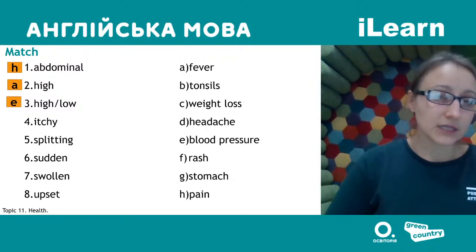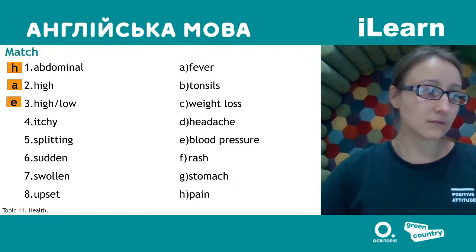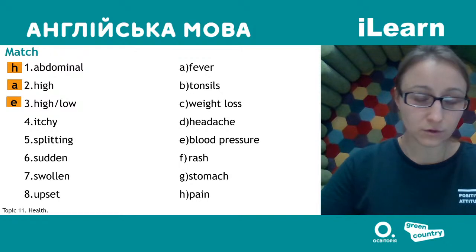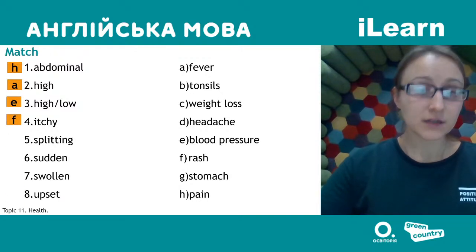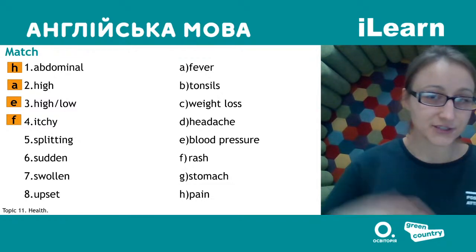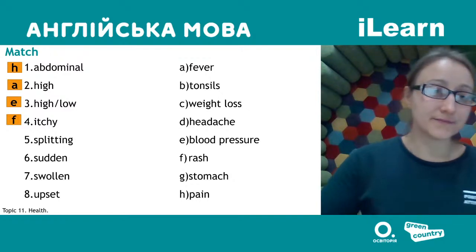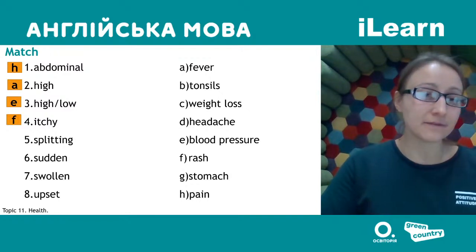Number 4. Itchy. Це як свербіж, itch, yes? So, what can be itchy? Itchy, number 4. And that is F. Rash. Rash – це висип. Да, не путаємо з rush. Rush – це спішити, поспішати, спішка. But itchy, rash. Great job. Number 5.